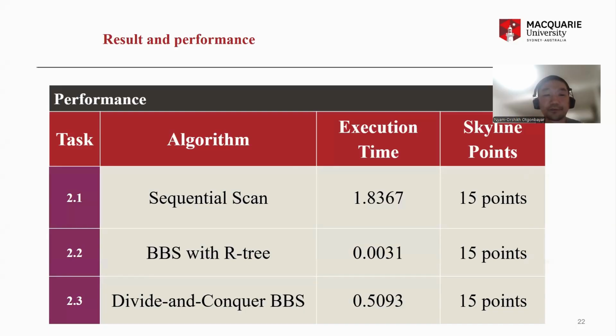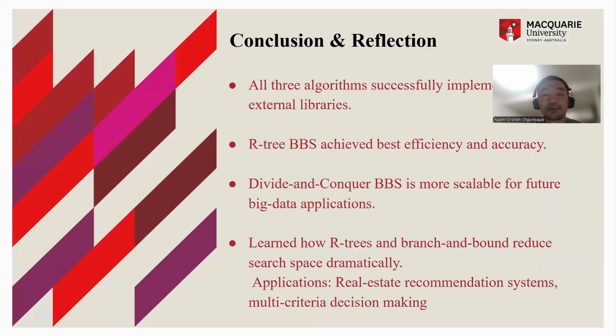So the result shows that the R-tree is the best method, the most efficient and suitable for a large dataset, and the divide and conquer algorithm is better for parallel and distributed environments.